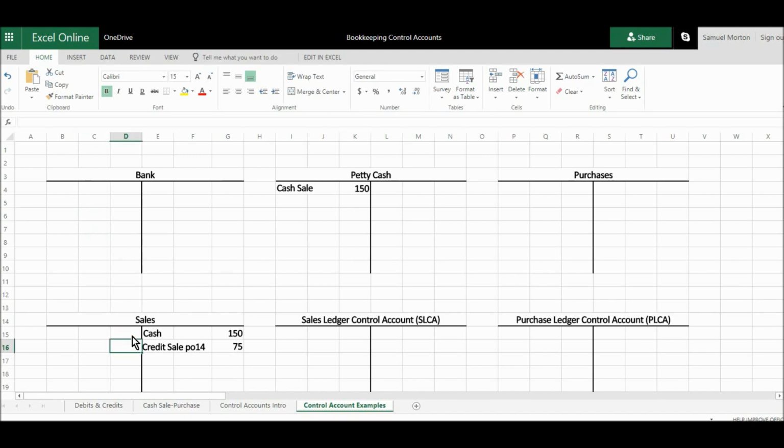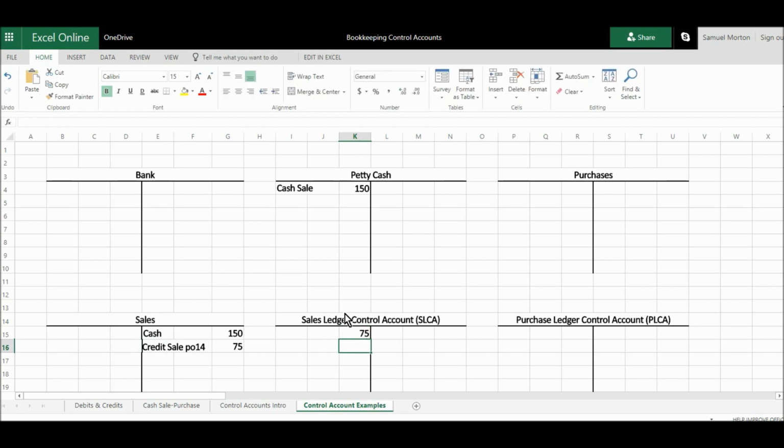I think a lot of the mistakes made when it comes to accounting are because people are just not thinking about what's happening. All you're trying to do is record what actually happened in the business. So there wasn't a cash sale. No money went into the bank. No money went into petty cash. The money's actually still owed to the business.